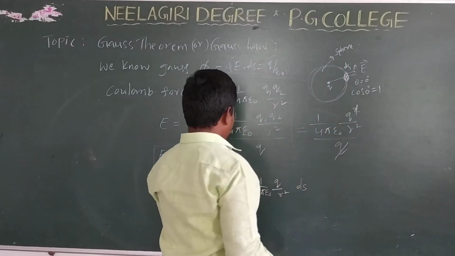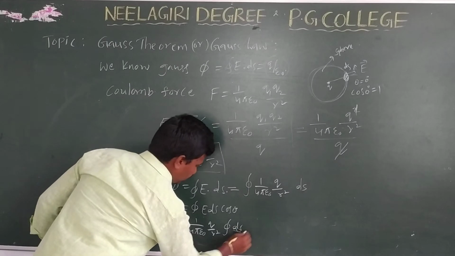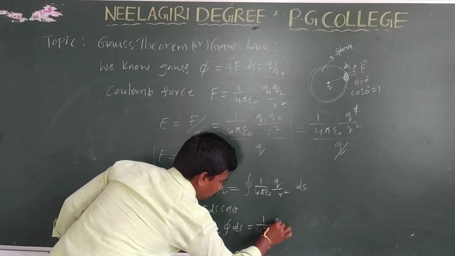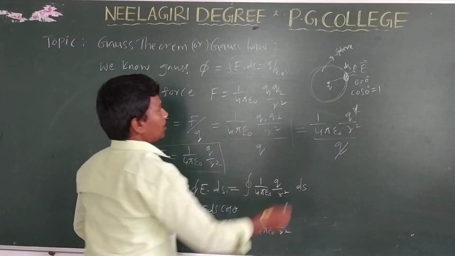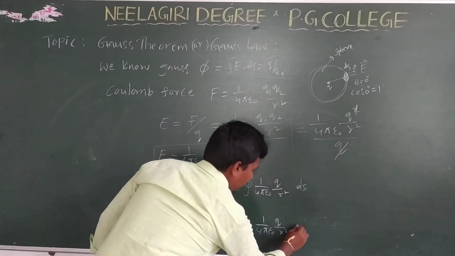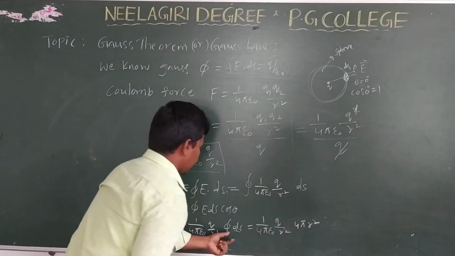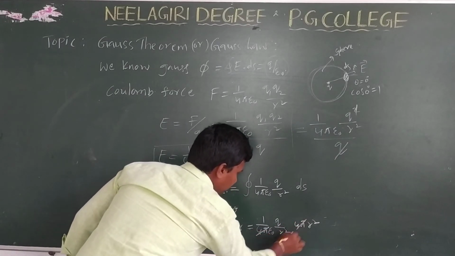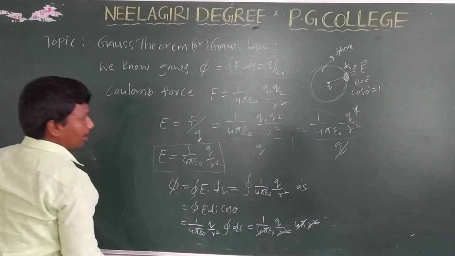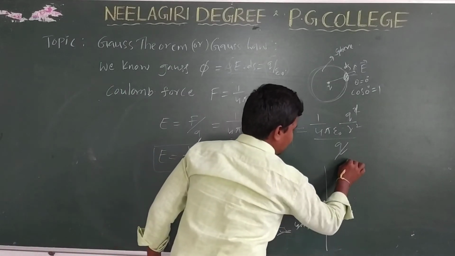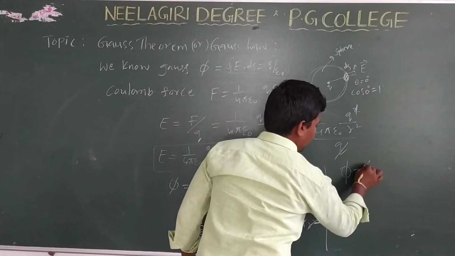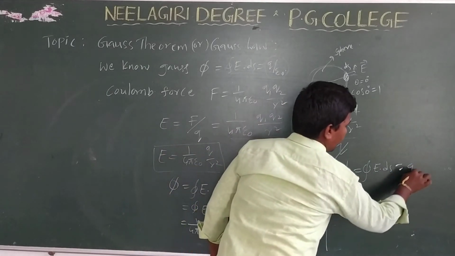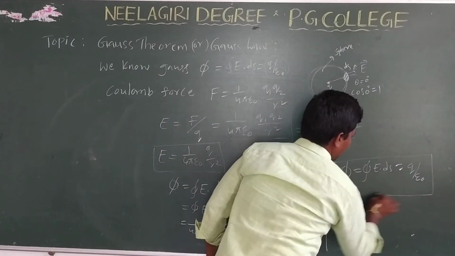So the entire surface of the sphere is equal to 1 by 4 pi epsilon naught Q by R square. The total surface area of the sphere is equal to 4 pi R square. So we substitute the total value of the integral ds equal to 4 pi R square. So 4 pi R square cancels. Finally we get the electric flux phi is equal to the integral E dot ds, which is equal to Q by epsilon naught. This is the Gauss law.